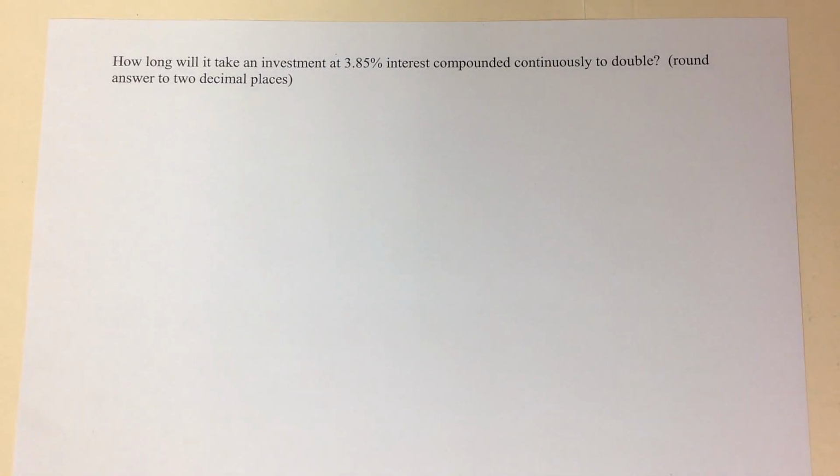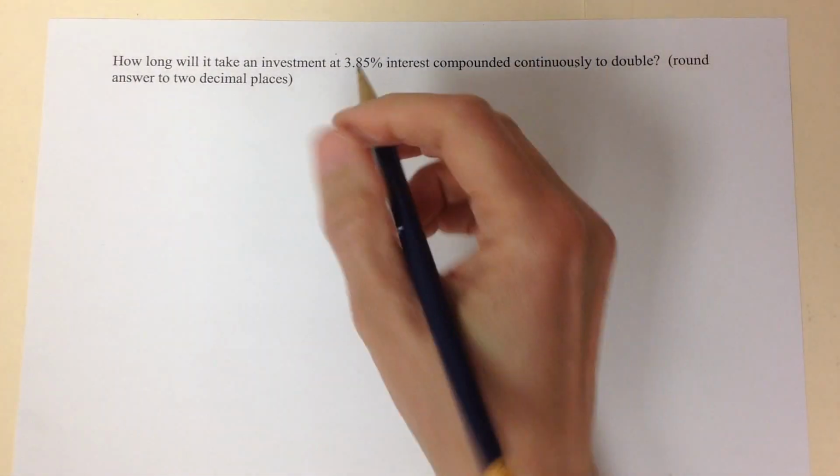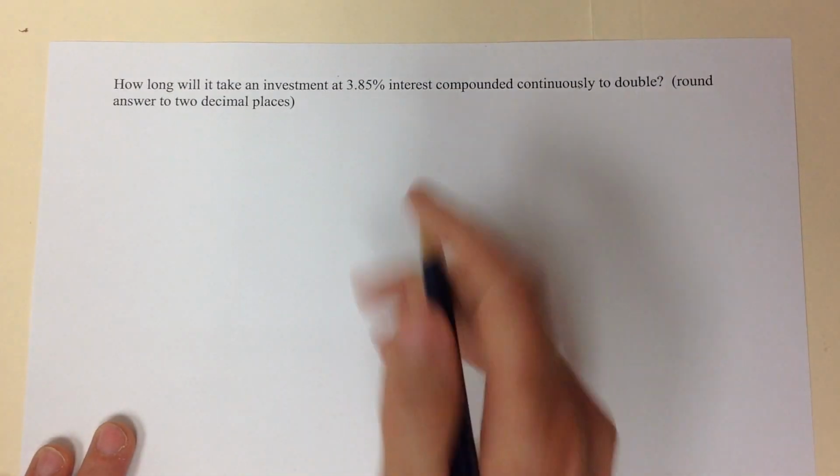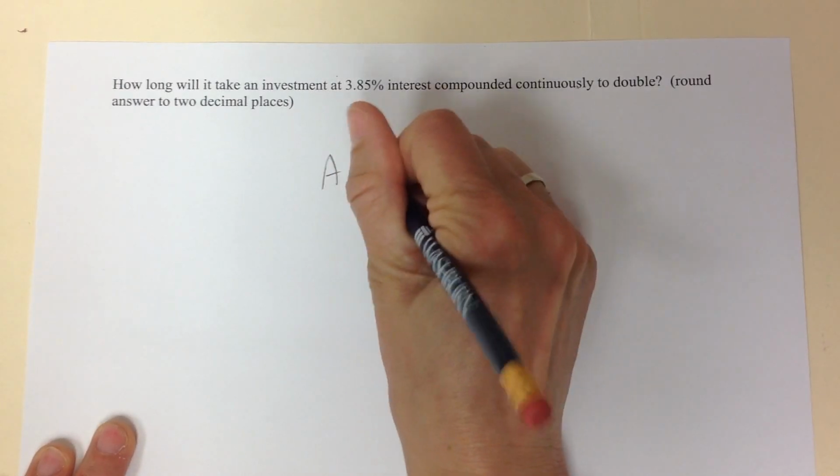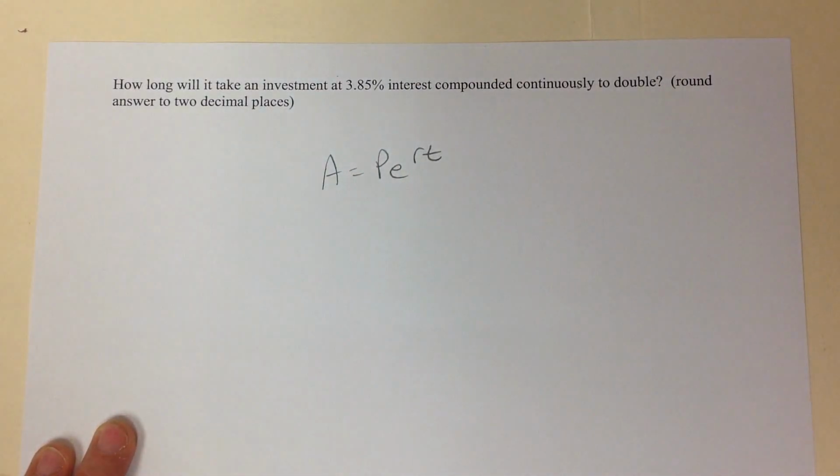We're asked to find how long it will take an investment at 3.85% compounded continuously to double, and we want to round the answer to 2 decimal places. Okay, so it's continuously compounded. That means I'm going to use the formula A = Pe^(rt).